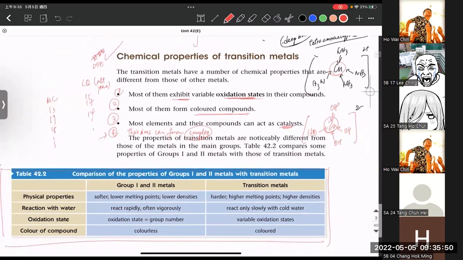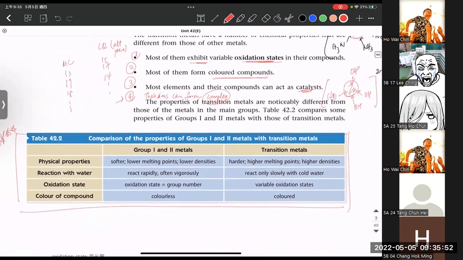Okay, so we have got the physical properties to be compared as well. Group 1 and group 2 metals are soft, while transition metals are harder. And for the melting point, boiling point and density, they are lower for group 1 and group 2 metals, while they are higher in transition metals. And one more point I would like to address is the chemical property, as exemplified by the reaction with water.